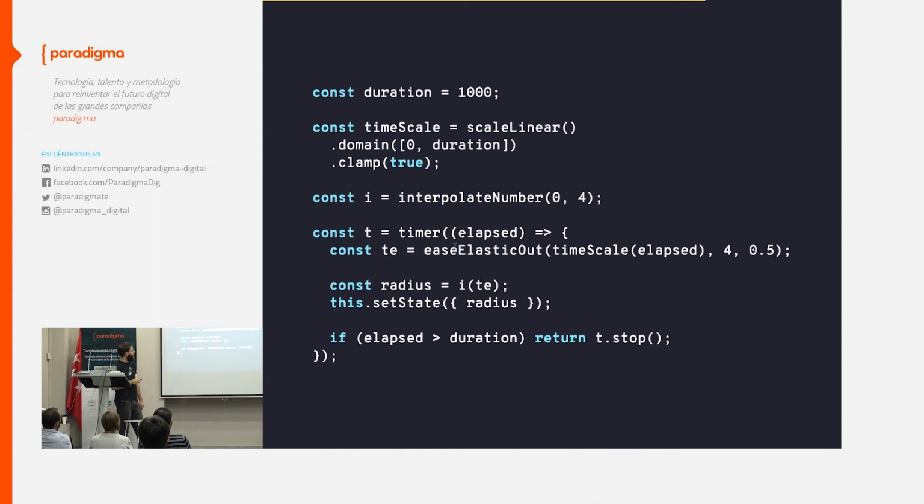Then we start our interpolator. In this case, it is for the points. So we're interpolating the radius of the point between 0 and 4. Then for every tick of the timer, we get the elapsed time. We scale it, and we pass the scaled value to the easeElasticOut easing function. From that, we pass the value we got from the ease function to our interpolator, and that's our new radius for the animation. It's important to stop the timer after you run your logic, otherwise it might happen that your last step won't run. So it might happen that, for example, in this case, the radius of the point would be below 4.